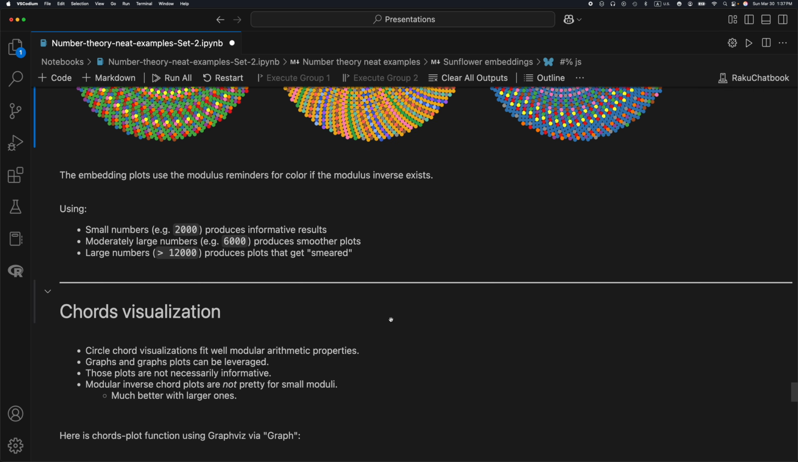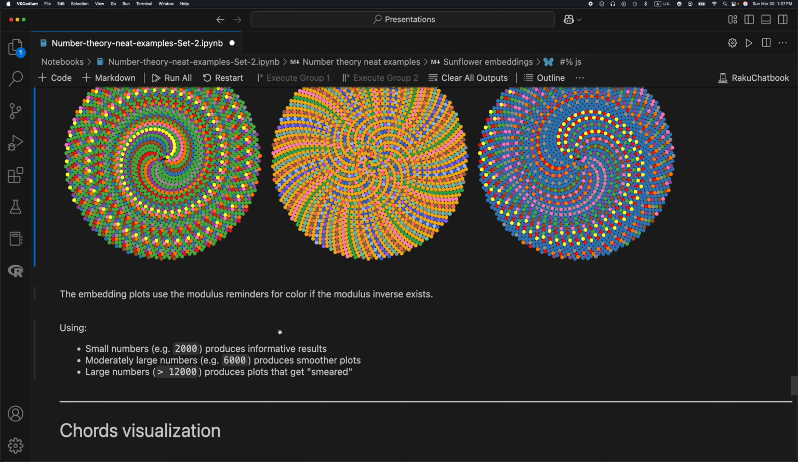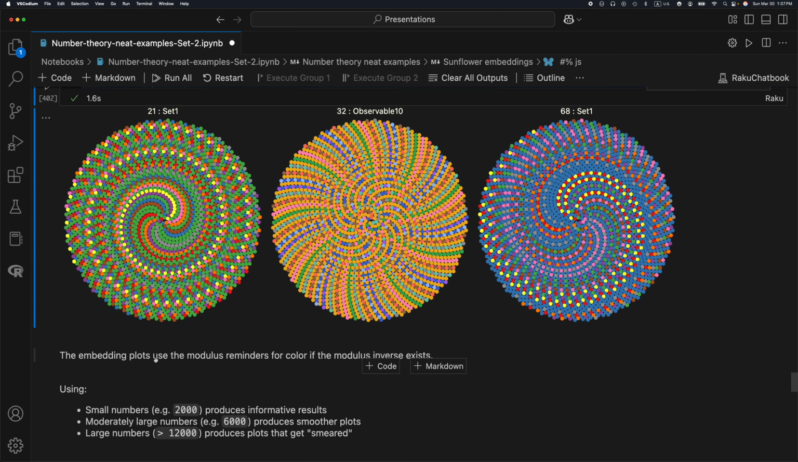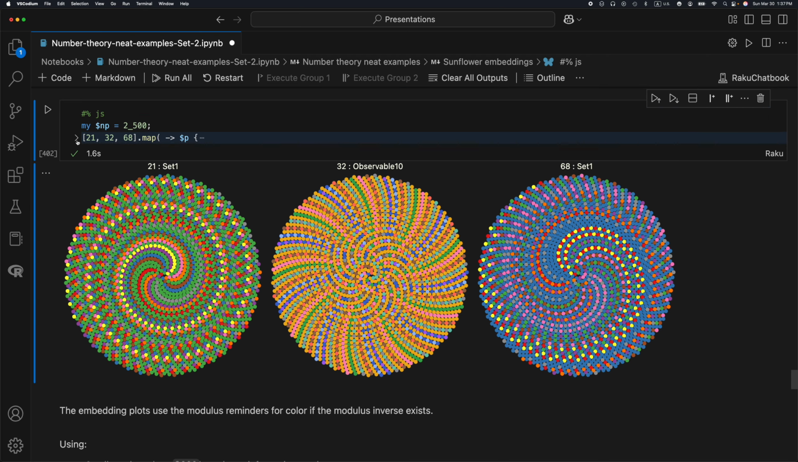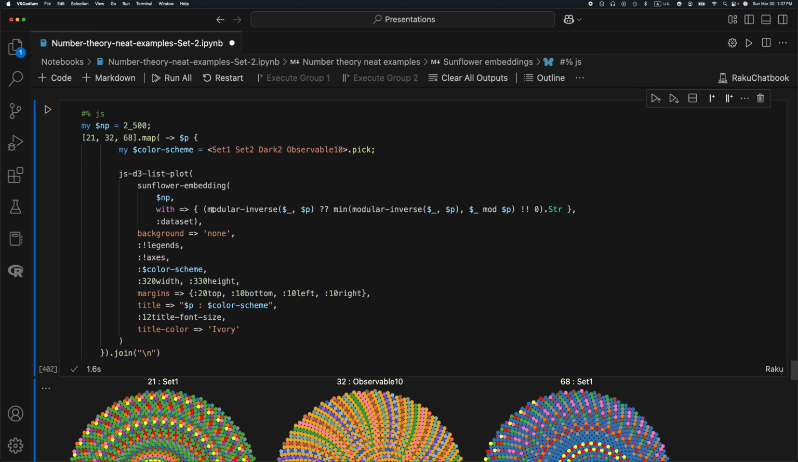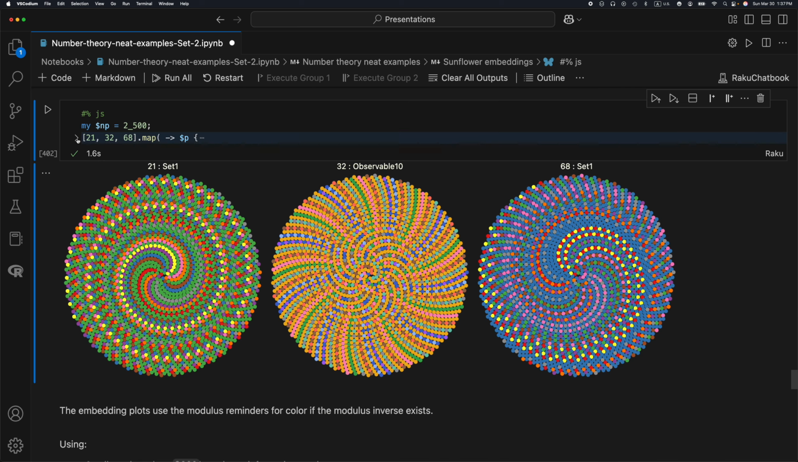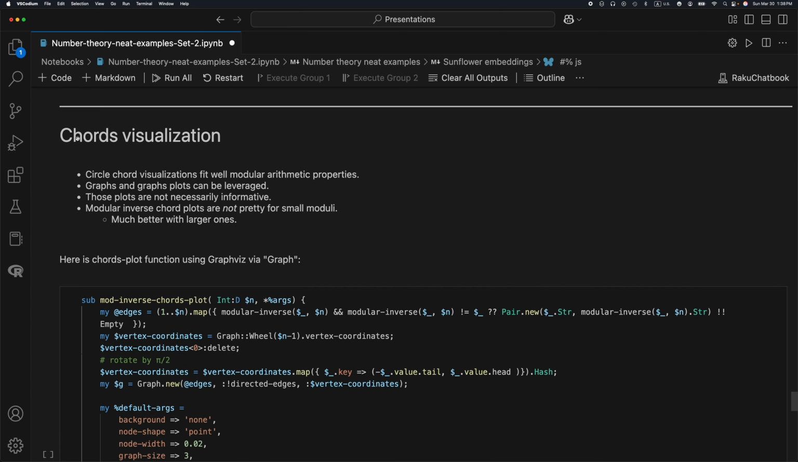And so here, if I didn't mention this already, we're looking into the existence of the modular inverse, right? So if the modular inverse exists, I'm taking the minimum of the modular inverse and the actual number mod p, in order not to proliferate too many classes in this embedding, to reduce the number of colors being used. So yeah, pretty nice in my opinion.